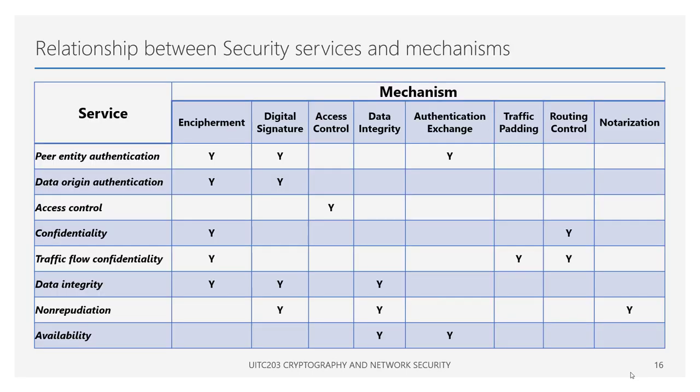The table described here clearly depicts the relationship between services and mechanisms. For example, it could be observed that notarization ensures non-repudiation.